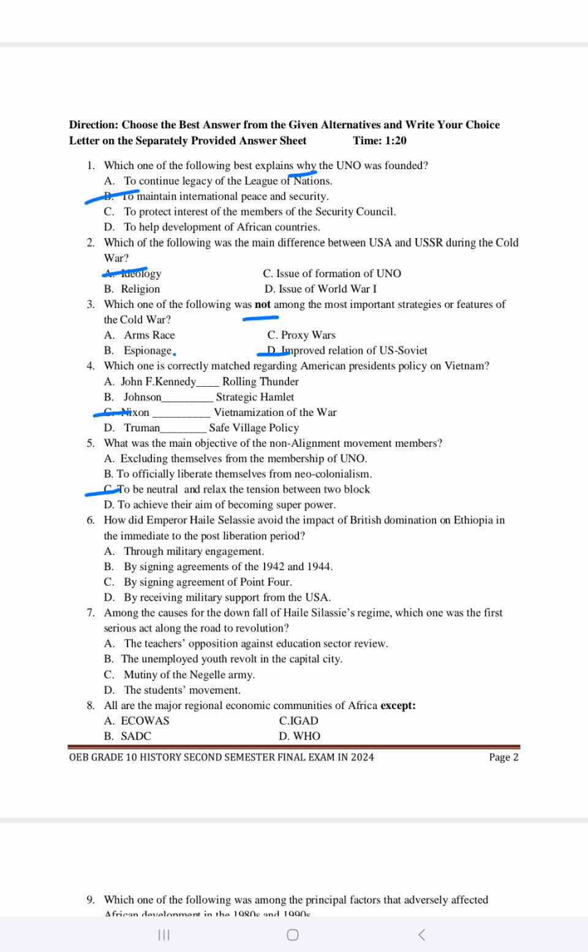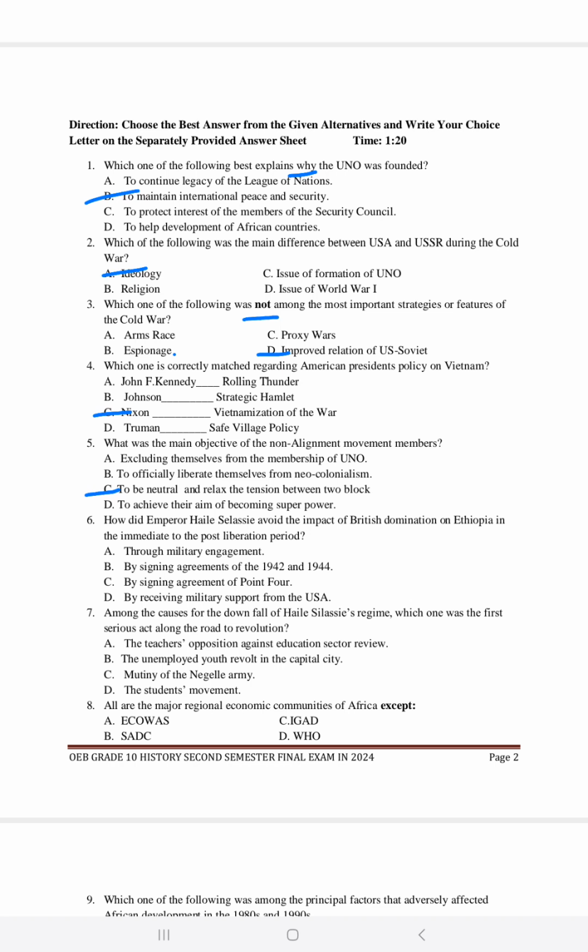Question number 6. How did Emperor Haile Selassie avoid the impact of British domination on Ethiopia in the immediate post-liberation period? In 1941, when Emperor Haile Selassie restored the throne, British domination immediately started. So how did he avoid the domination? A, through military engagement? No.